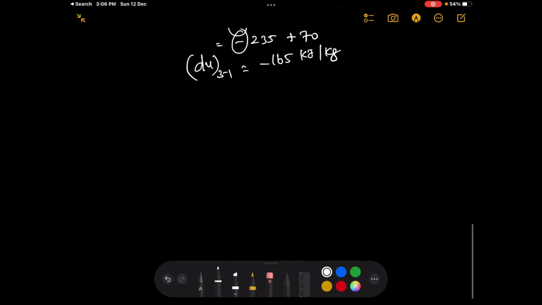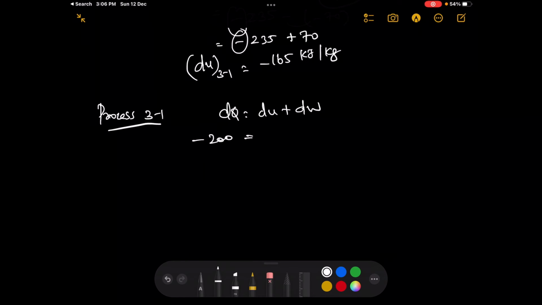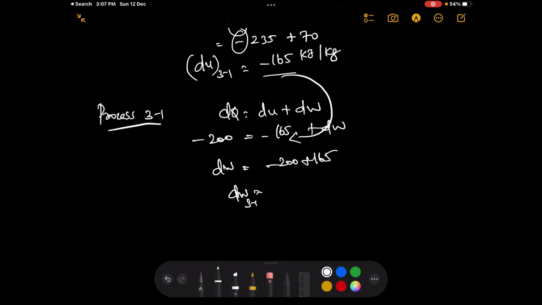Finally, you can calculate dw by using the first law of thermodynamics. For process 3 to 1, dq is equal to du plus dw. The dq answer is minus 200, and the du answer is minus 165. So dw is equal to minus 200 plus 165. So dw for 3 to 1 is minus 35 kilojoules per kilogram.